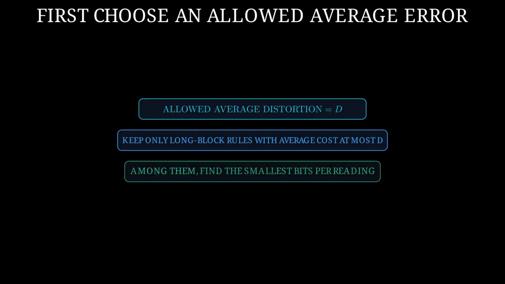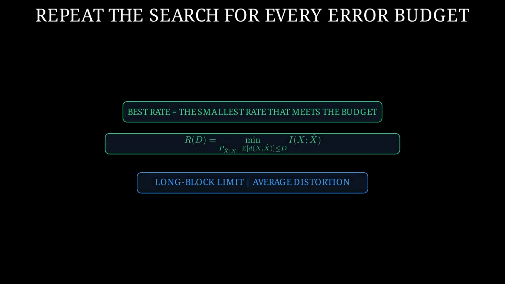Now choose how much average distortion the application will tolerate. Call that the distortion budget. Imagine long blocks from the same memoryless source, meaning that every reading follows the displayed probabilities and does not depend on earlier readings. Consider every compression rule whose average distortion stays at or below the chosen budget. Among those acceptable rules, ask for the smallest achievable number of transmitted bits per reading. Repeat that search for every allowed distortion budget. The resulting best rate is called the Rate-Distortion Function.